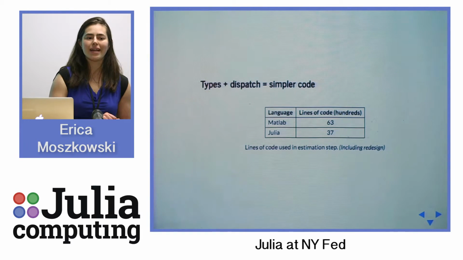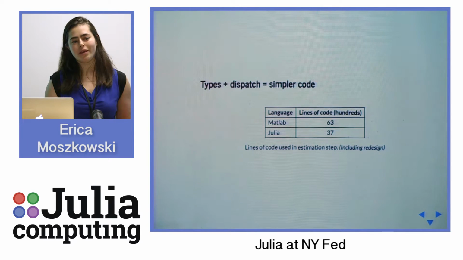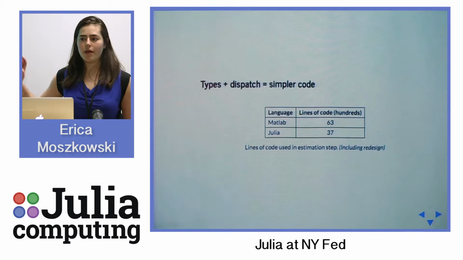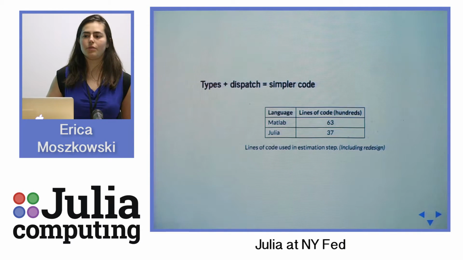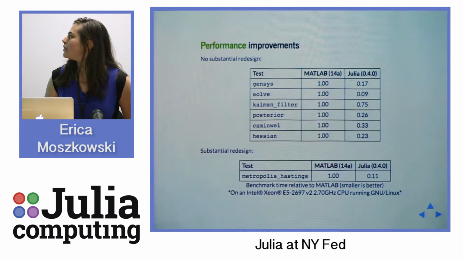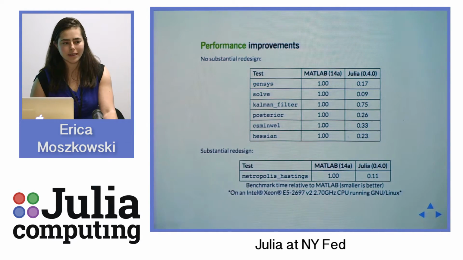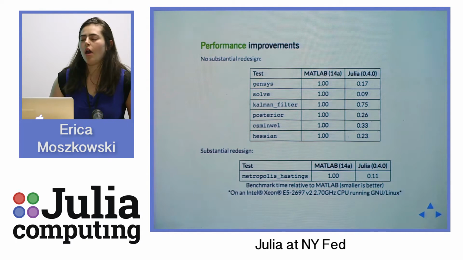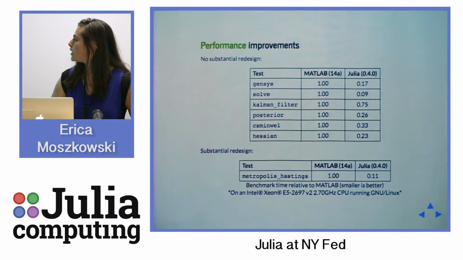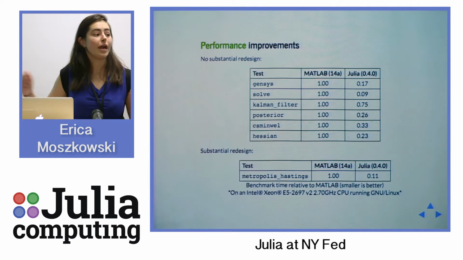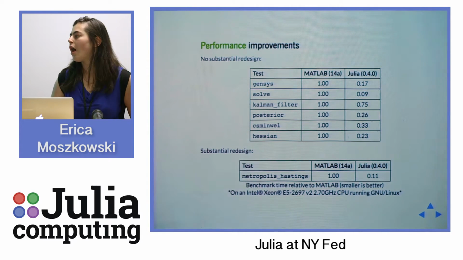Our code is not exactly a direct port of MATLAB because we are trying to make it better and more organized. But just to give you a sense of how much easier it is to manage our code, we have about half the number of lines of code in the estimation step as we did in MATLAB. And in general, our performance overall is about 9 times as fast as it was before. So here, smaller numbers are better. The top table has code that's mostly comparable between MATLAB and Julia.